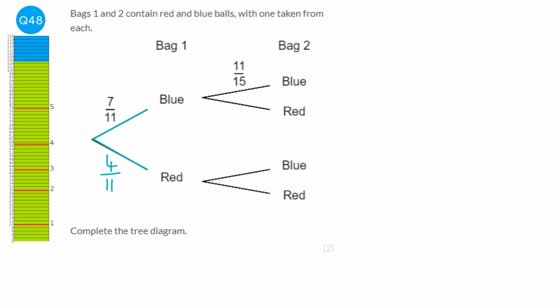Looking at the next section, we've got 11 over 15 chance of picking a blue. So what's the probability of picking a red? Again, 11 over 15 plus the probability of a red must equal 1. So that's going to be 4 over 15. 4 over 15 plus 11 over 15 is 1. And we've got the final section down here. Now, this final section, we haven't got any fractions for, but bag 2 is independent to bag 1. So bag 2 is just sitting there ready to be picked after we pick bag 1. So the probability is going to be exactly the same as the ones at the top.